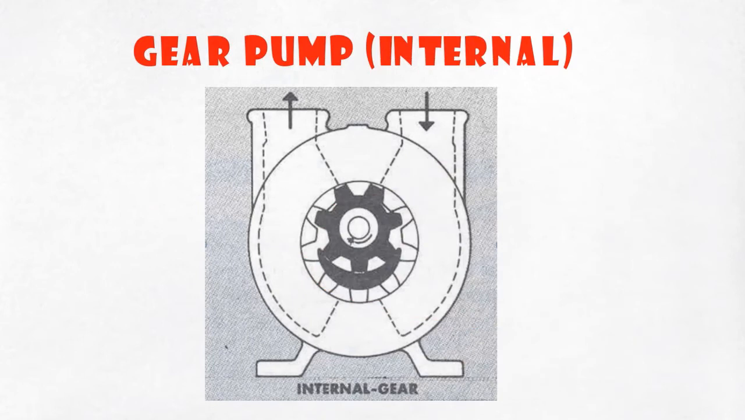This one is the internal gear pump. An internal gear pump has one rotor with internally cut teeth meshing with an externally cut gear idler. A crescent shaped partition prevents liquid from passing back to the suction side.